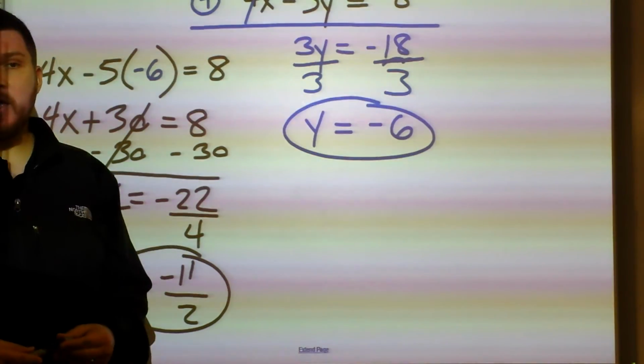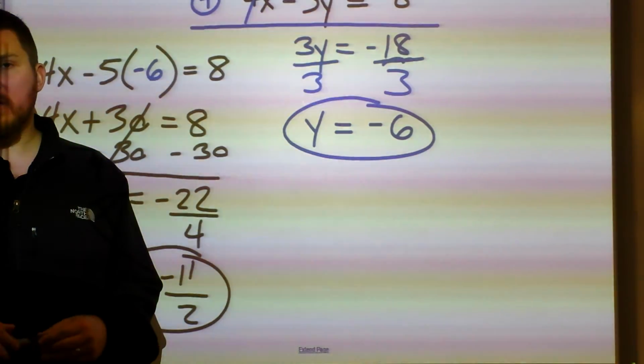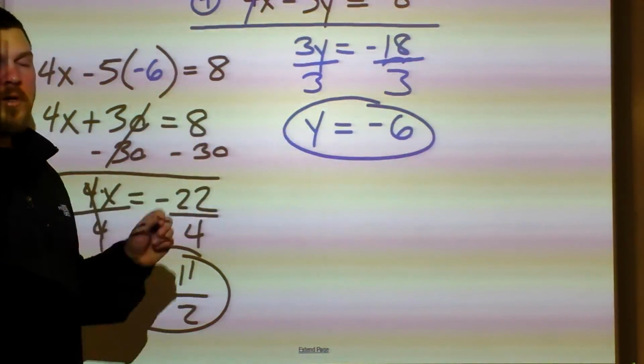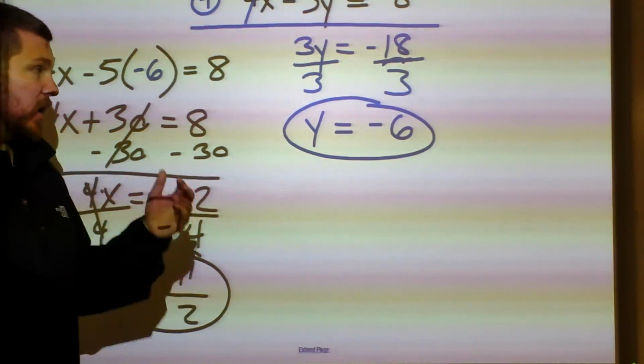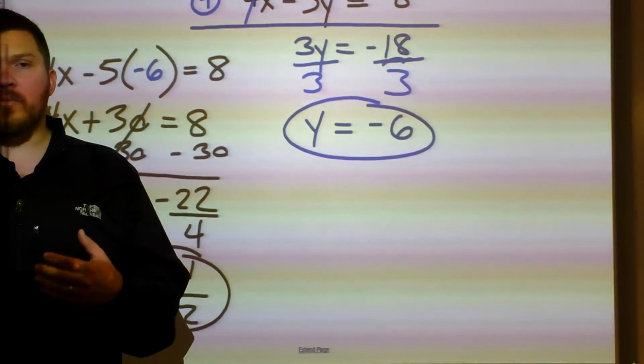That's it for the elimination method, or AKA the linear combination method. Again, make sure you know all three: graphing, substitution, and elimination. But when it comes time to actually do a problem, use whatever method makes you happy.